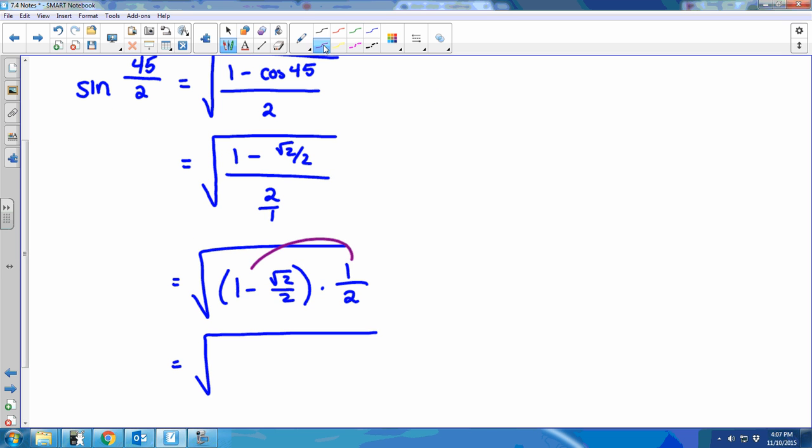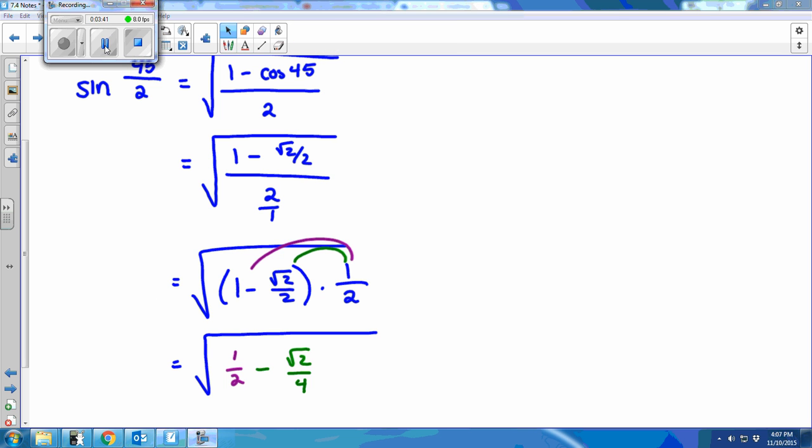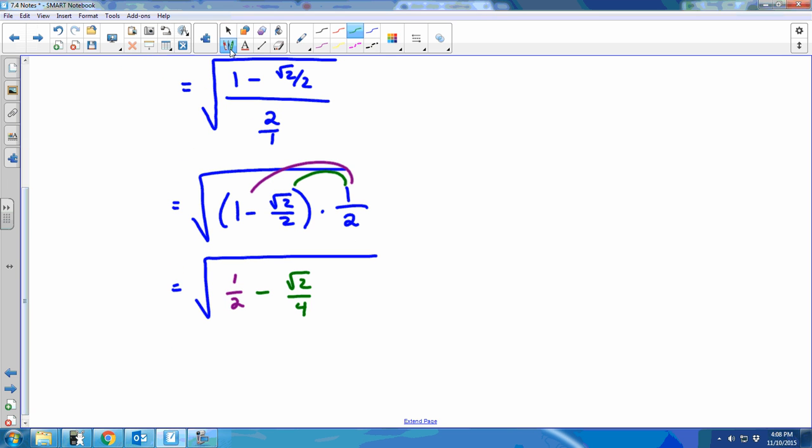So 1 times a half is 1/2. And 1/2 times the square root of 2 over 2 is the square root of 2 over 4. Right? When you're multiplying fractions, just multiply straight across. Be very careful. People forget about that 4 all the time. Now I just need to find a common denominator. So 1/2 is the same thing as 2 over 4. So I can combine this. So I have 2 minus the square root of 2 over 4.